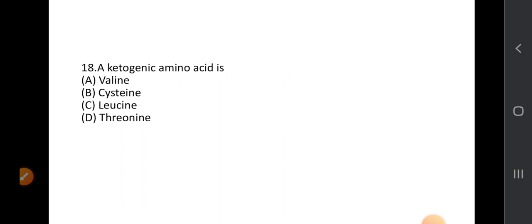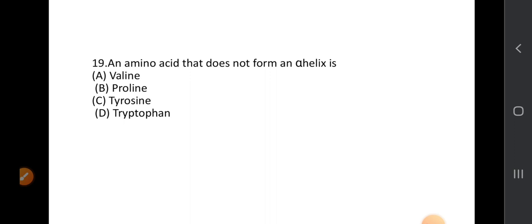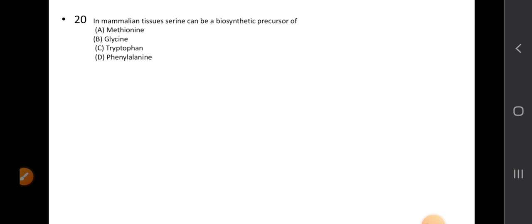18th question says a ketogenic amino acid is valine, cysteine, leucine, or threonine. Pause your video, write your answer. 19th question says amino acid that does not form alpha helix is valine, proline, tyrosine, or tryptophan. Pause the video, write your answer. 20th question says that in mammalian tissue, serine can be a biosynthetic precursor of A. methionine, B. glycine, C. tryptophan, or D. phenylalanine. Okay, so you can write your answer after pausing the video.